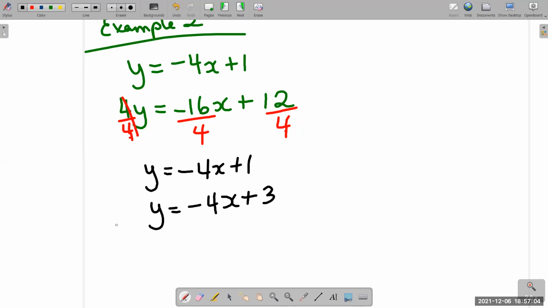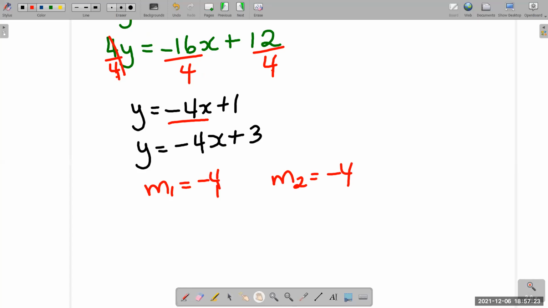Yep. So let's find M1. What is M1? M1 is equal to how much? Excellent, negative 4. And what is M2? Same thing. So what do I write now? Do I just write parallel? No, I have to say something first.